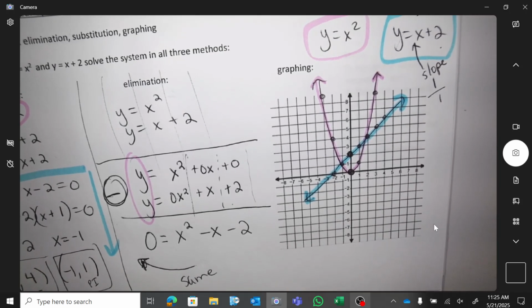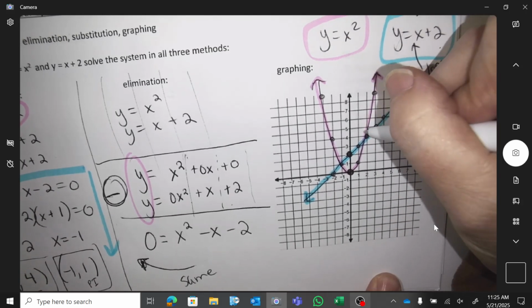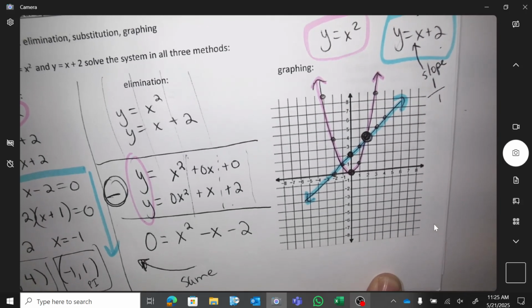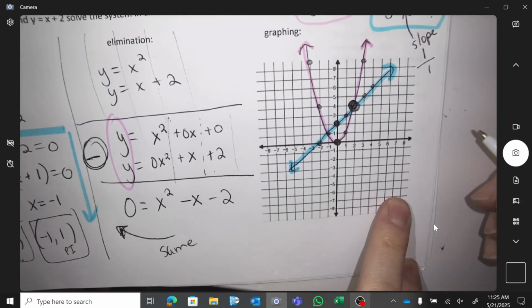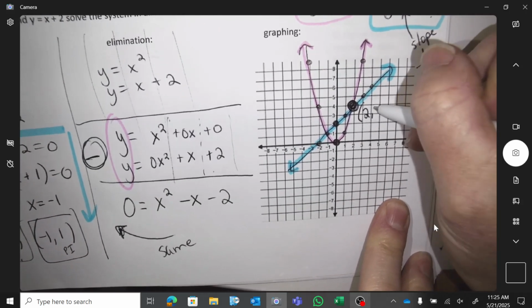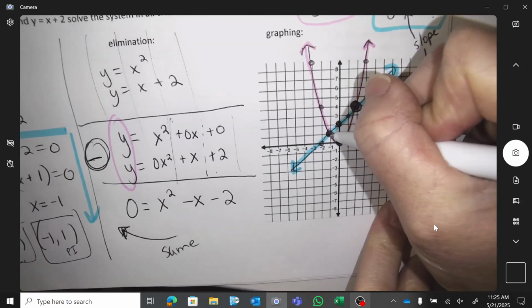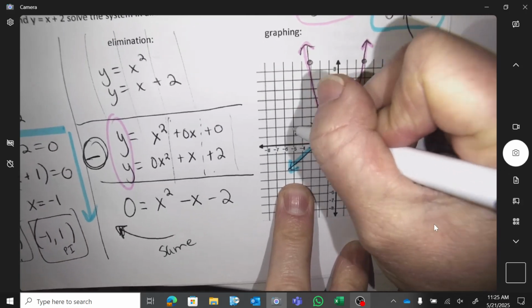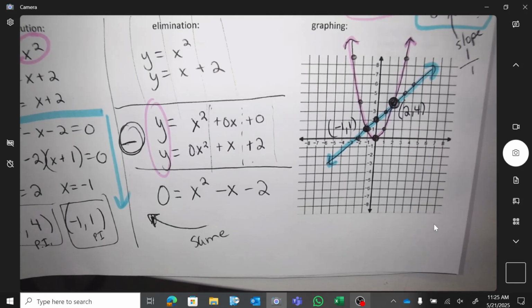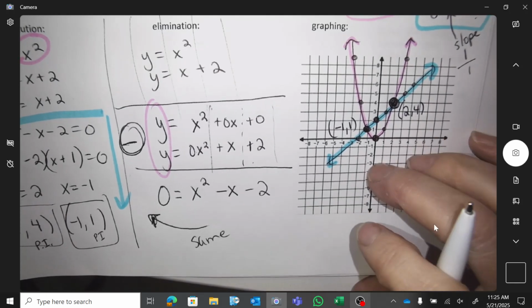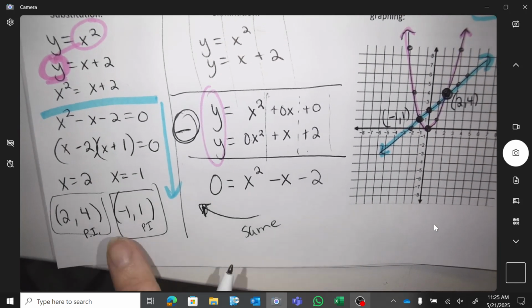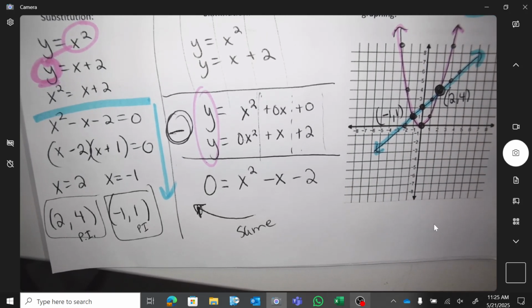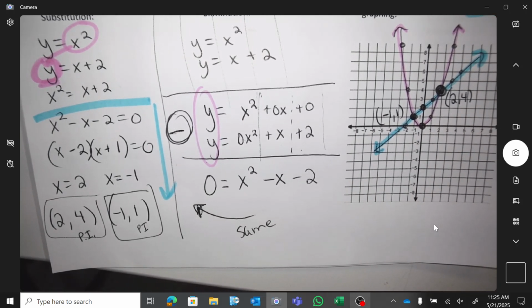Now what is the answer? The answer is going to be where does this equal this? Where do they equal each other? So you're looking for where they're intersecting. So what's the answer to this one? 2, 4 and negative 1, 1. Hey, did that match all the work we've done over here? Yeah, so see how I got the same answer, but with 3 different methods.